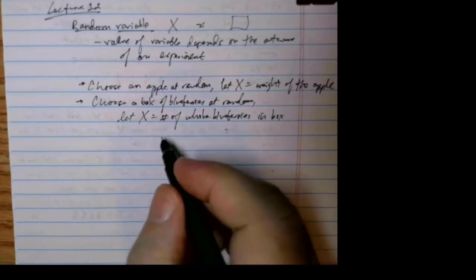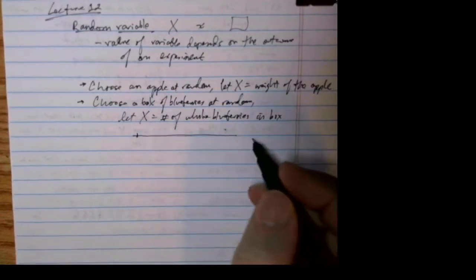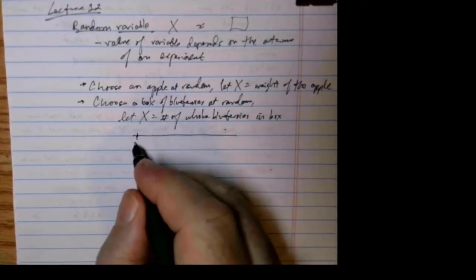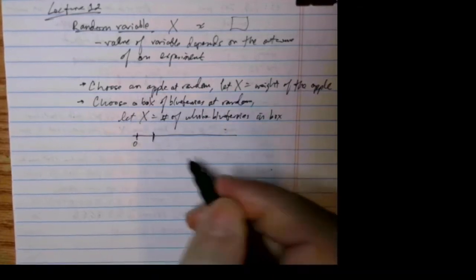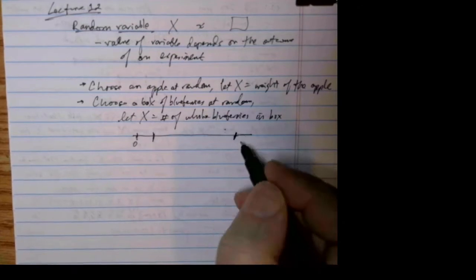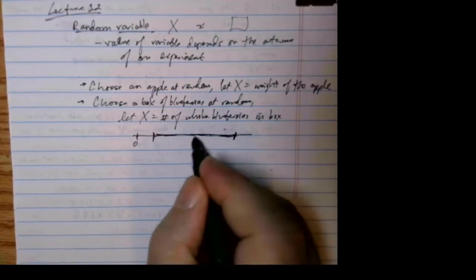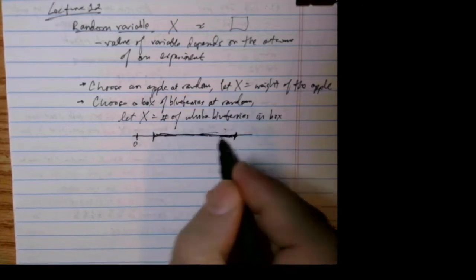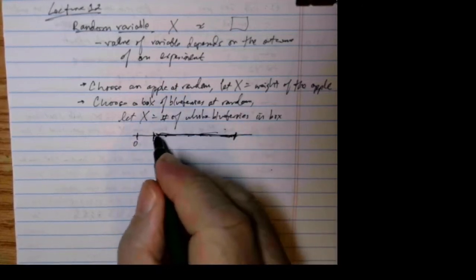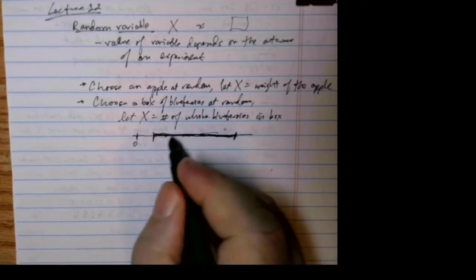If the possible values of the random variable can be any number in some whole interval, let's put 0 here, and suppose this is the minimum possible weight for an apple, and maybe over here is the maximum possible weight for an apple, then any real number in between can be the weight of an apple. So if you graph that on a number line in the usual way, it would just be a solid line covering the whole interval.